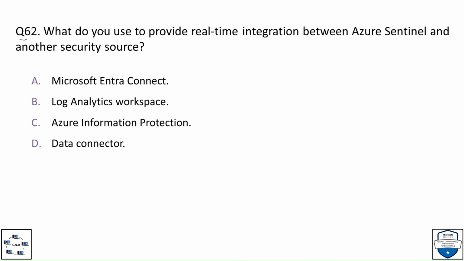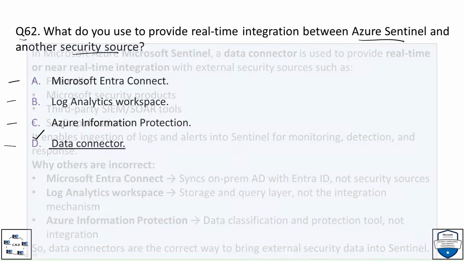Question number 62. What do you use to provide real-time integration between Azure Sentinel and another security source? Option A, Microsoft Entra Connect. Option B, Log Analytics Workspace. Option C, Azure Information Protection. And option D, Data Connector. And the correct option is option D, Data Connector.